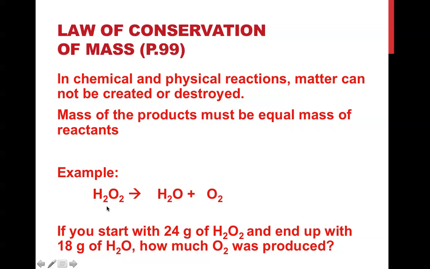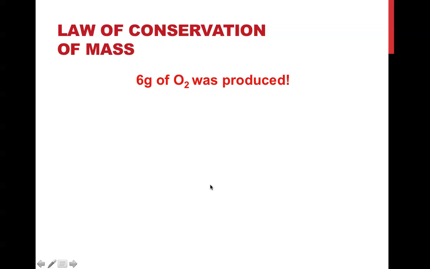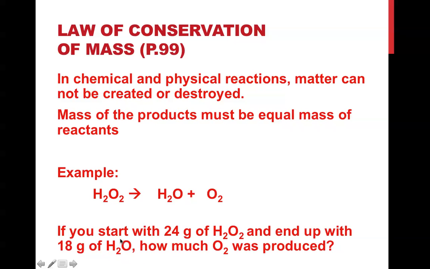Okay, so we started out with 24. This produced 18. So the water plus the oxygen has to equal my starting amount of 24 grams. So if I started with 24, ended with 18 here, my answer would be 6 grams of oxygen was produced. So 6 grams of oxygen plus 18 grams of water gives us a total of 24 grams of hydrogen peroxide.